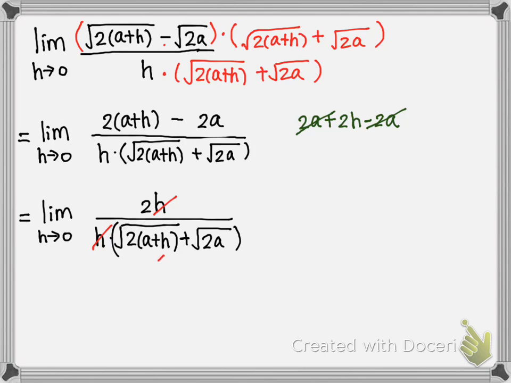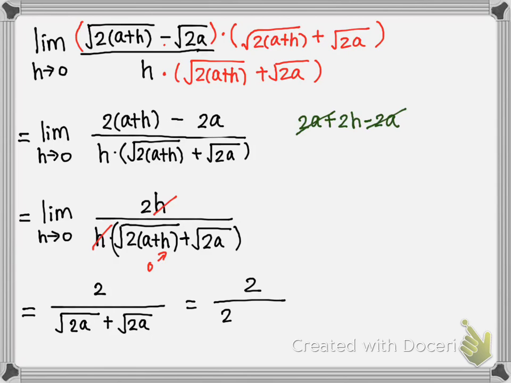So we replace h by 0 now. Because we're substituting, we don't need to write the limit anymore. On the top, we have 2. In the bottom, we have the square root of 2 times a plus 0, which is a, so you get the square root of 2a in the bottom, plus the square root of 2a. So what you have is 2 over twice the square root of 2a. And the 2 and the 2 cancel out.